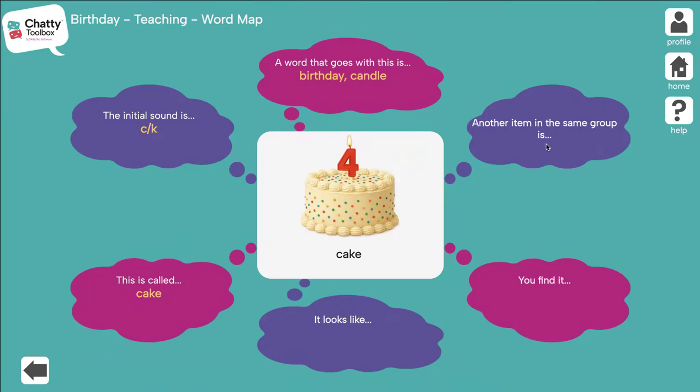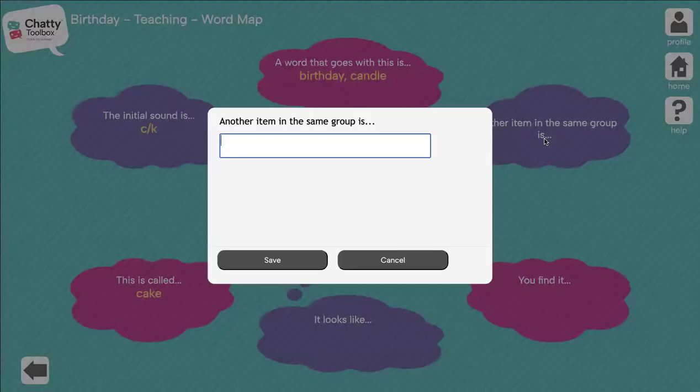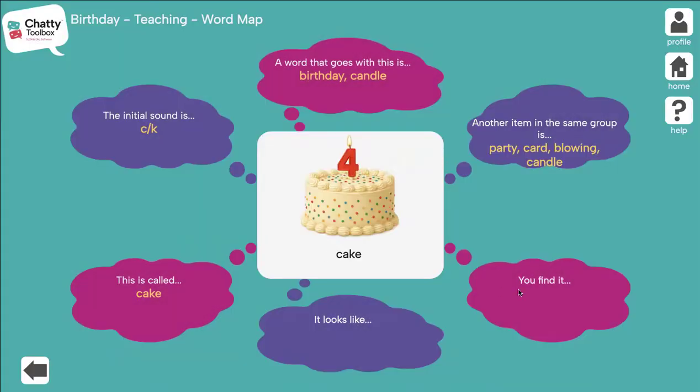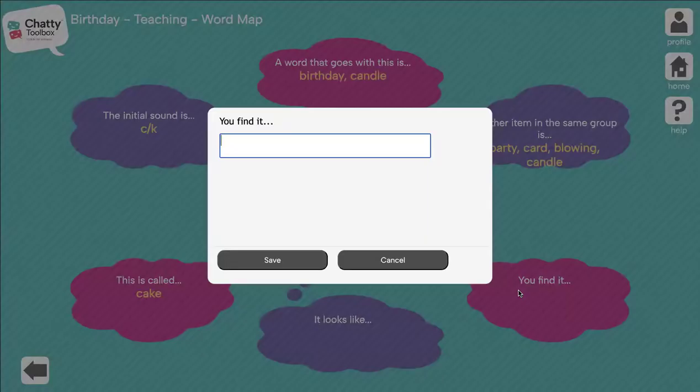Can they remember any other of the birthday words that they've been taught? So maybe it's a word like party, maybe it's a word like card, maybe it's a word like blowing because of blowing out the candles. A candle is another word, etc. Where would you find a cake? Usually associated with special occasions like birthday, treats, etc. What does a cake look like?